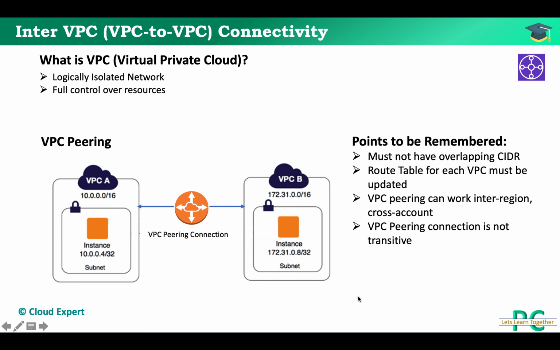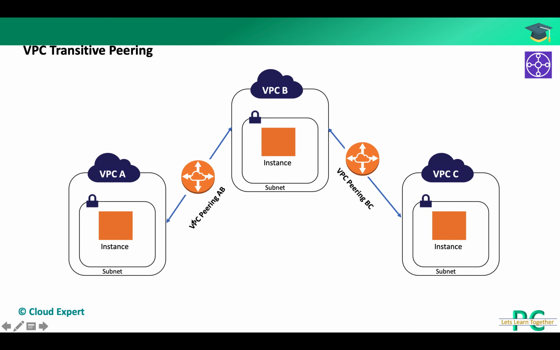And the last but not least point, and that is very important, VPC peering connection is not transitive. What does it mean, a transitive connection? Let's explore together. So let's say in my organization, I have three VPCs, VPC A, VPC B, and VPC C. What I have done, I have established VPC peering connection between A and B and peering connection between B and C. But there is no dedicated peering connection between A and C.